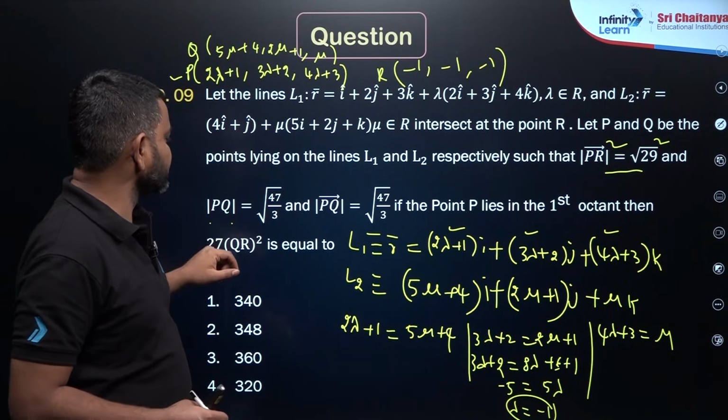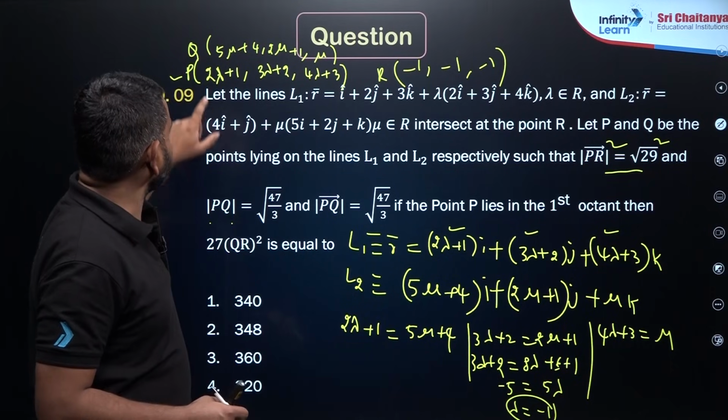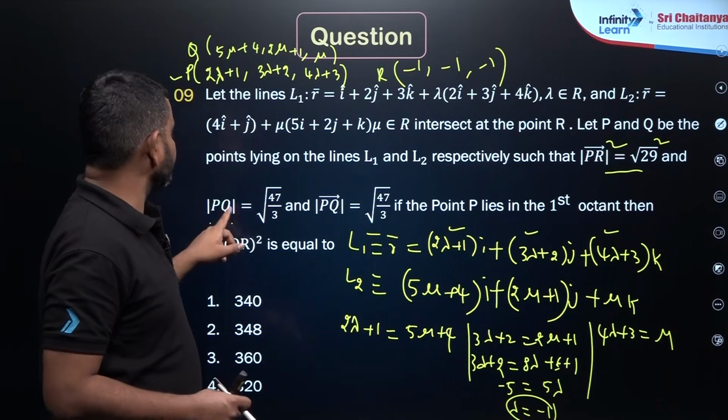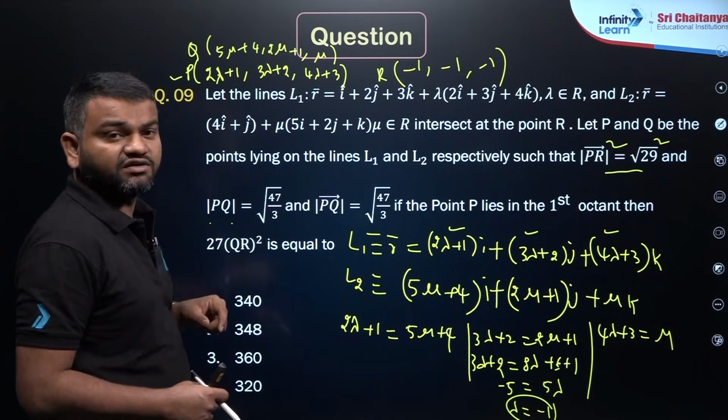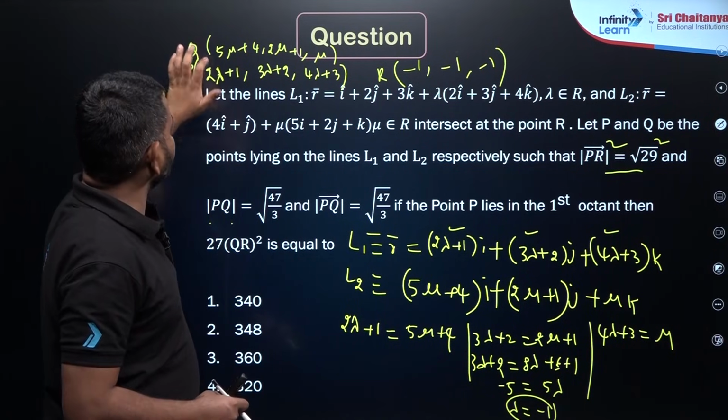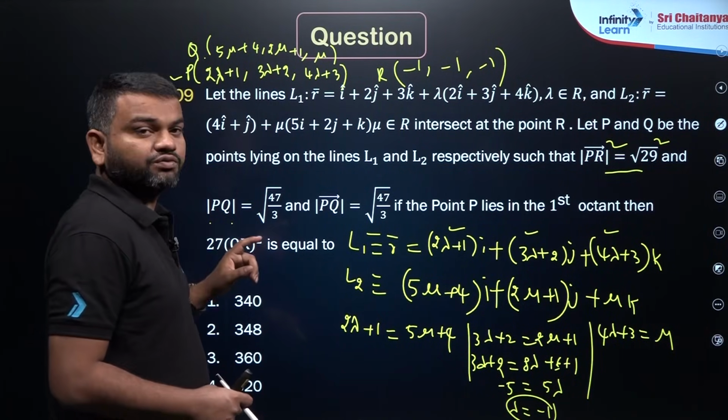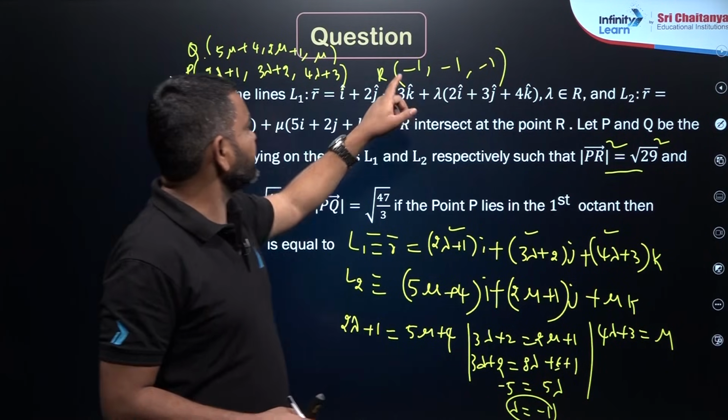P and Q relation they have given. When you know the value of P, distance between these two you are going to find out, and simplify it, you will get the value of mu. Mu you will substitute here, you will get the point Q. So Q value you know, R value I already did.